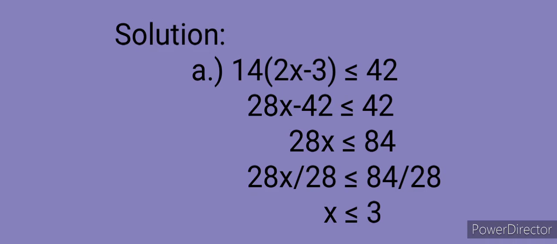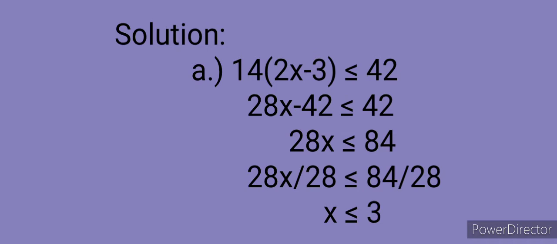I get 28x minus 42 is less than or equal to 48. And then I'll add 42 to both sides, and I get 28x is less than or equal to 42 plus 42, and I get 28x is less than or equal to 84. Then, to get x by itself, I divide both sides by positive 28. And since I'm dividing by a positive, I'm not worried about switching the inequality, so it stays as less than or equal to, and I get 84 over 28.